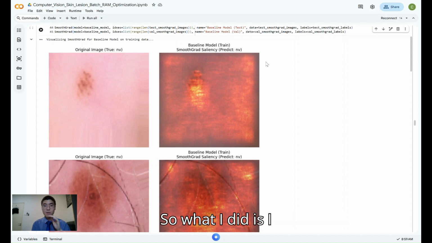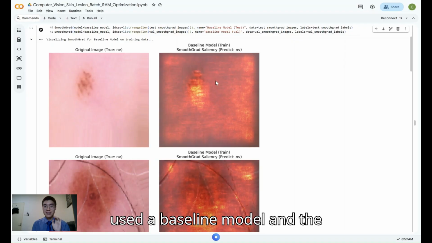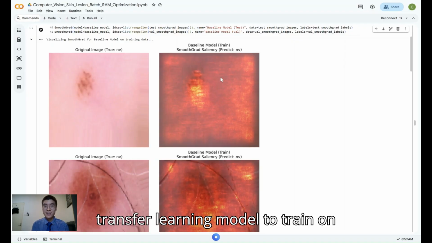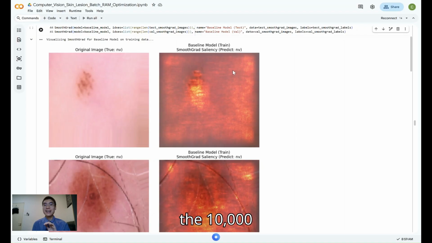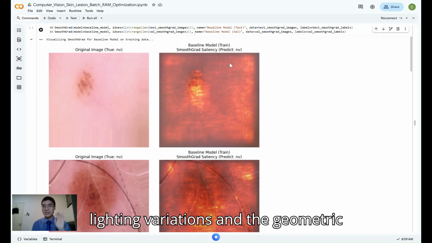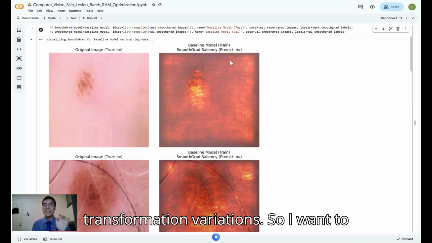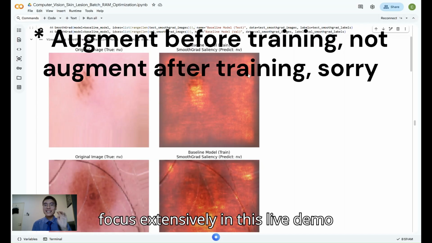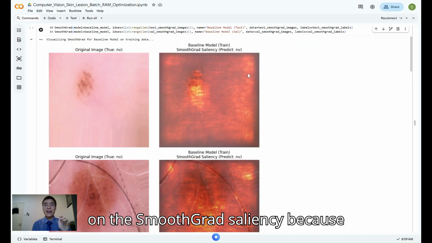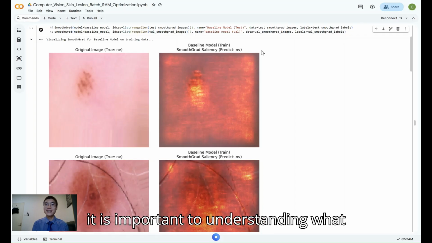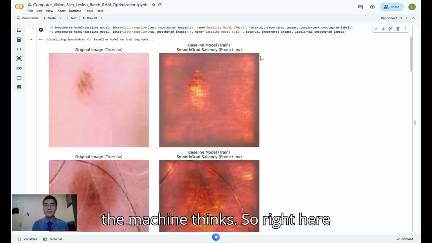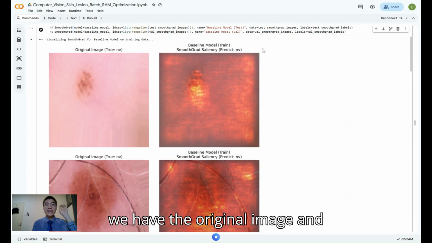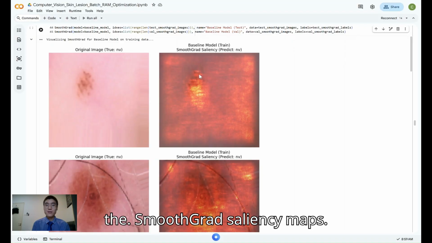What I did is I used a baseline model and a transfer learning model to train on the 10,000 images, and then I augmented it with lighting variations and geometric transformation variations. I want to focus extensively in this live demo on the SmoothGrad Saliency because it is important for understanding what the machine thinks. Right here, we have the original image and the SmoothGrad Saliency maps.